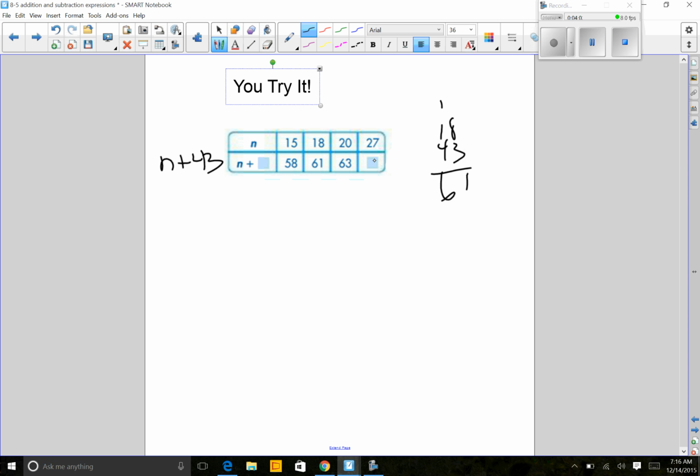And then our mystery number here is 70, because 27 plus 43 is 70. And that's all there is to it.